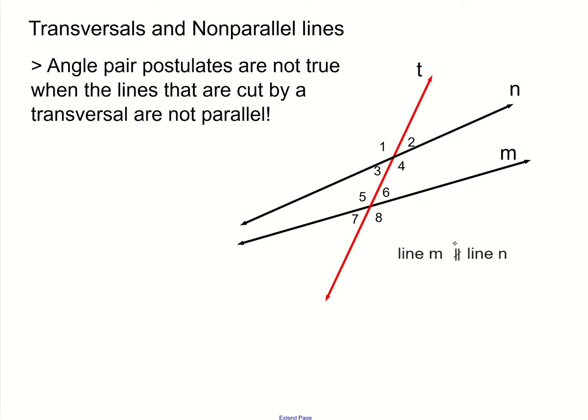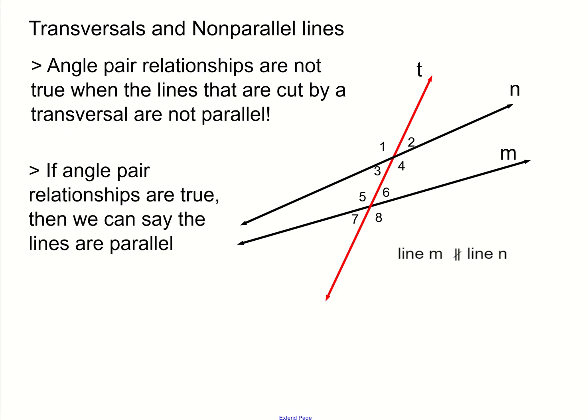We indicate this in the diagram or in words in mathematical notation by using this symbol. This is the parallel symbol with a line crossing through it, and that stands for "is not parallel to." So this is literally read, line m is not parallel to line n. If that's the case, you cannot use the postulates and theorems from 2.1.